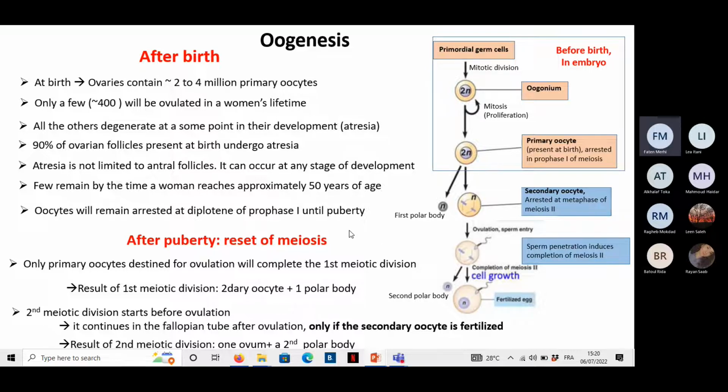The maturation of an oocyte will only be achieved if there is a fertilization. If there is no fertilization, this secondary oocyte will be ovulated, but it will degenerate as a secondary oocyte blocked in meiosis 2. So it will remain blocked in meiosis 2, and the maturation of this oocyte will not be accomplished.